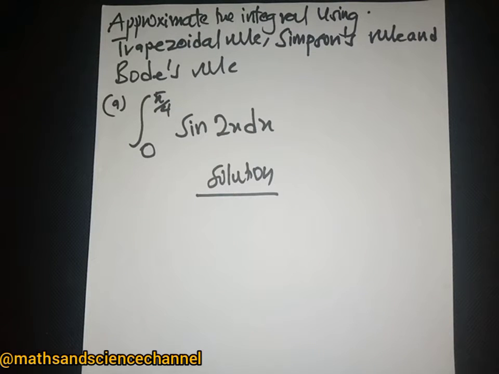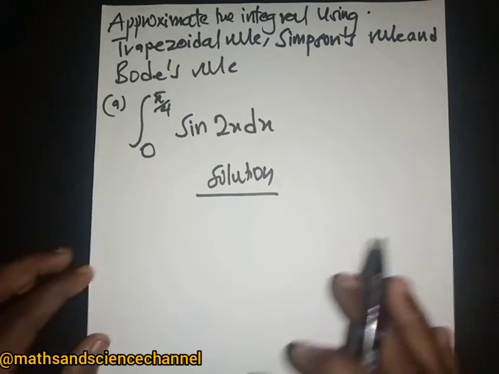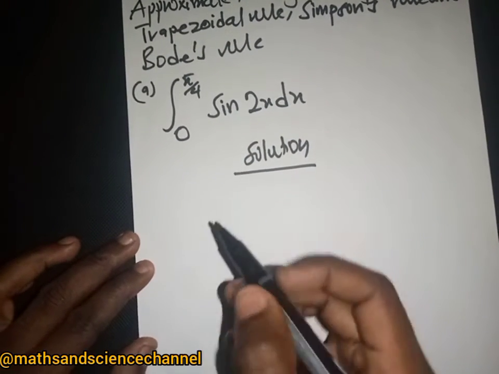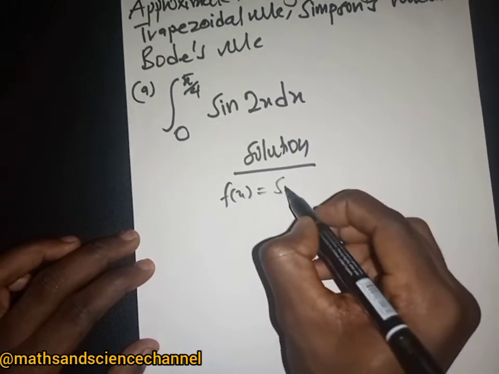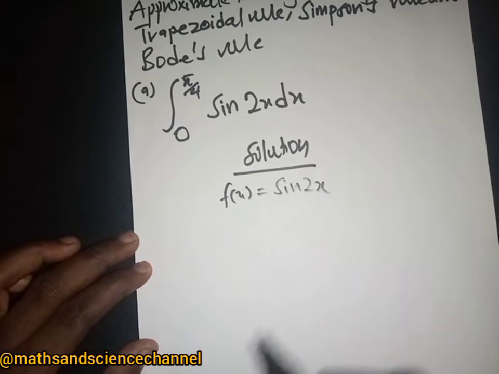Now this time we have a question on the trapezoidal, Simpson, and also Bode rule. We are to approximate the integral using the trapezoidal rule, Simpson's rule, and also Bode's rule. So let's say f of x here is just sine 2x, right?